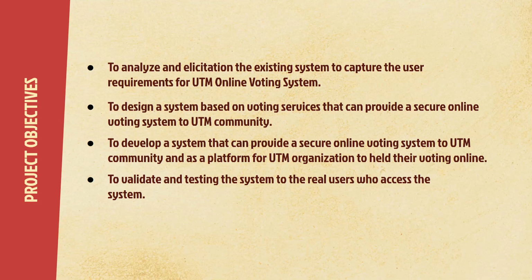So the project objectives are to analyze the existing system to capture the user requirements for the UTM online voting system, to design a system based on voting service that can provide a secure online voting system to the UTM community, to develop a system that can provide a secure online voting system to the UTM community and as a platform for UTM organizations to help their voting online, and lastly to validate and test the system with the real users who access the system.